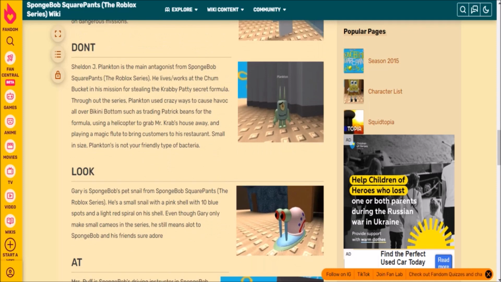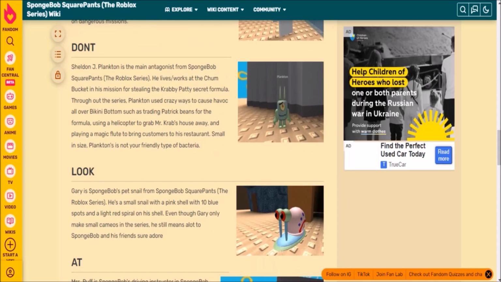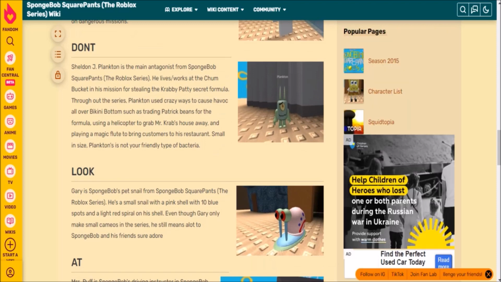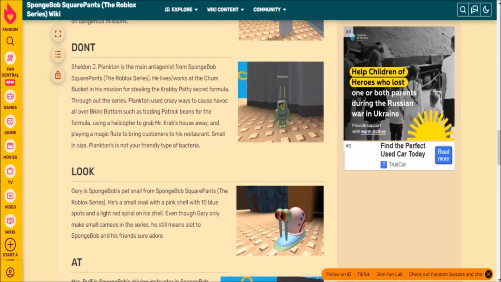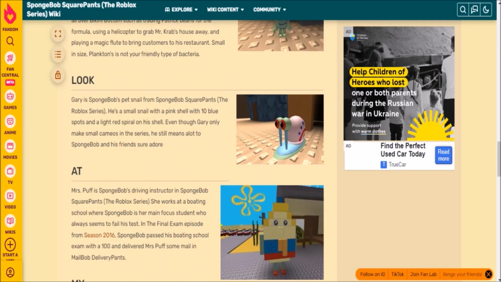Plankton. Sheldon J. Plankton is the main antagonist from the SpongeBob SquarePants Roblox series. He lives and works at the Chum Bucket, and his mission is stealing the Krabby Patty secret formula. Throughout the series, Plankton uses crazy ways to cause havoc all over Bikini Bottom, such as trading Patrick magic beans for the formula, using a helicopter to grab Mr. Krabs' house away, and playing a magic flute to bring customers to his restaurant. Small in size, Plankton is not your friendly type of bacteria.